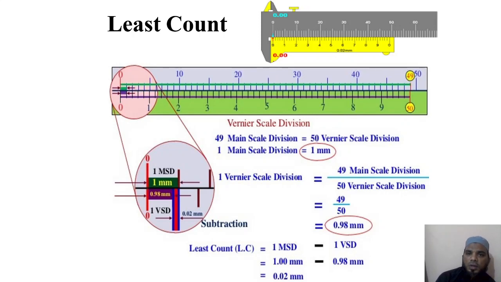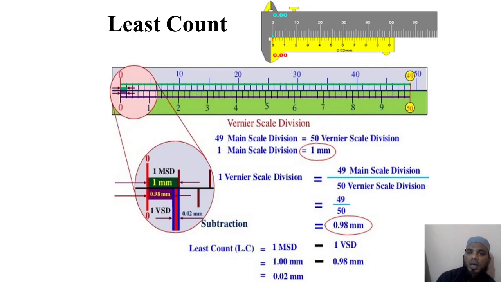So one Vernier scale division is equal to 49 main scale divisions by 50 Vernier scale divisions. How are we going to calculate this, given that one main scale division is equal to 1 mm? You can see here 0, 1, 2. So this is your 10 mm, this is your 20 mm, this is 30 mm. So the minimum scale on the main scale is 1 mm, whereas on the Vernier we don't know what the minimum value is.